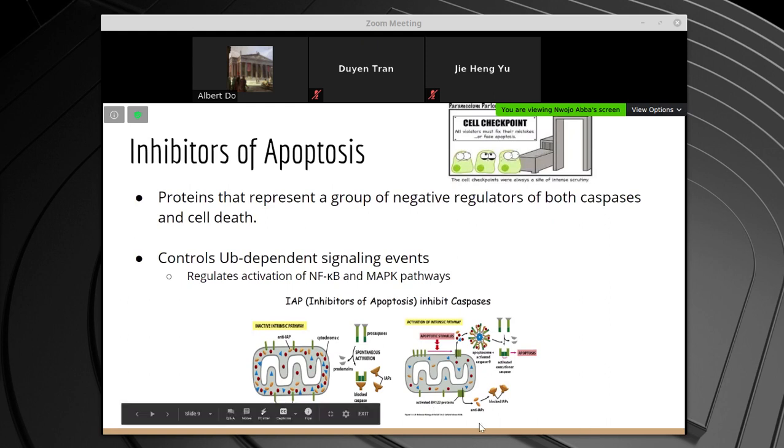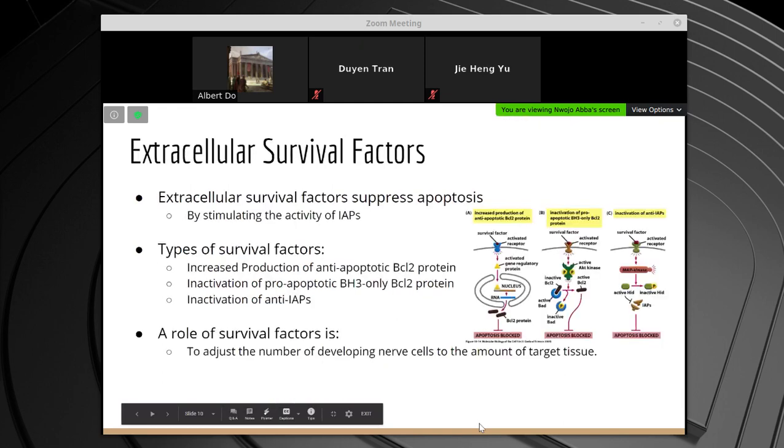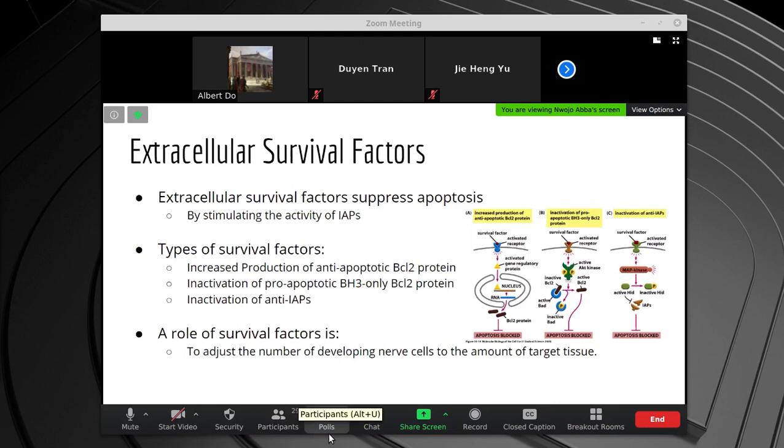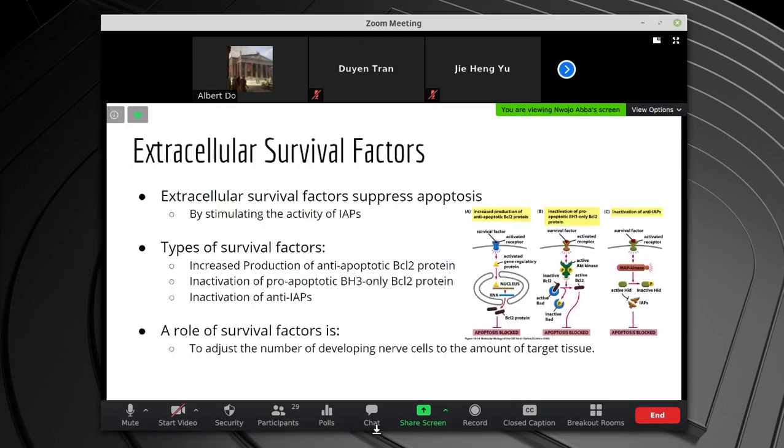Could you go to the next slide? I think it's on the next slide. Sure. So the types of survival factors are activated by signal regulators, which then make BCL proteins, and or they can inactivate anti-IAPs, which lets IAPs be created, which blocks apoptosis. It really depends on whether or not you have the survival factors.